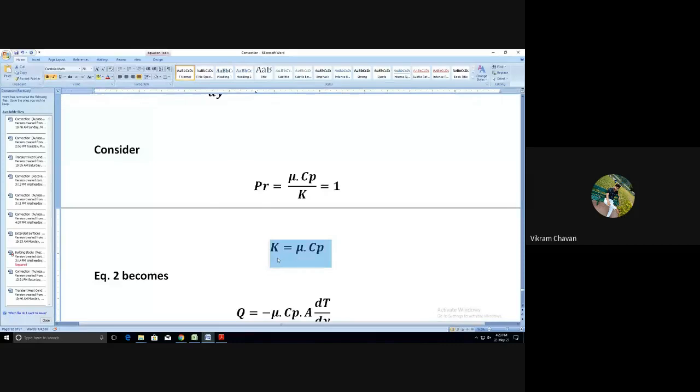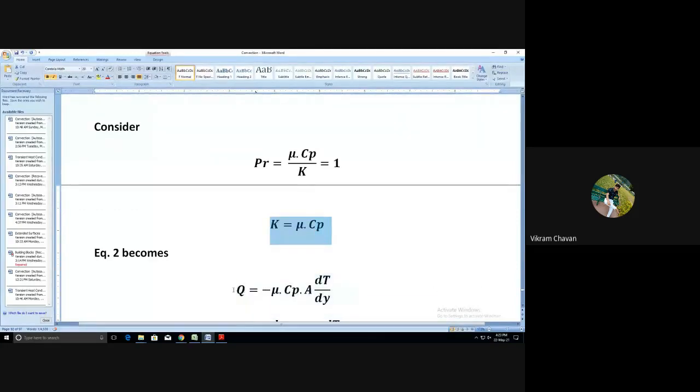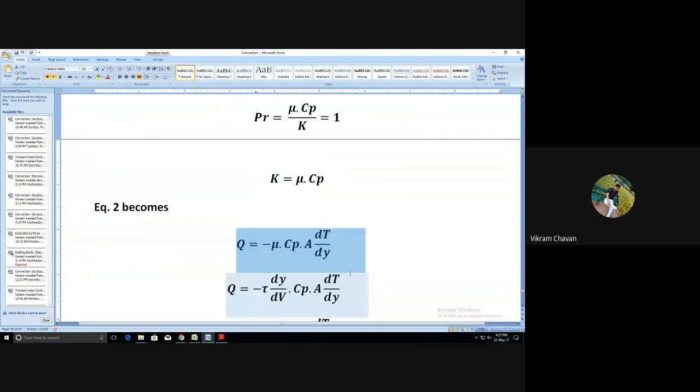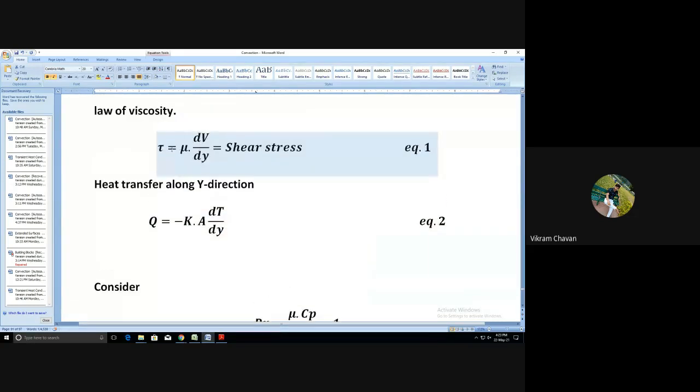Just put this value of K equal to mu Cp in equation number 2, the heat transfer rate equation. We get Q is equal to minus mu Cp multiplied by A multiplied by dt divided by dy. Now we have the mu equation. From the first equation, tau is equal to mu multiplied by dv divided by dy, so we can get mu as tau multiplied by dy divided by dv.